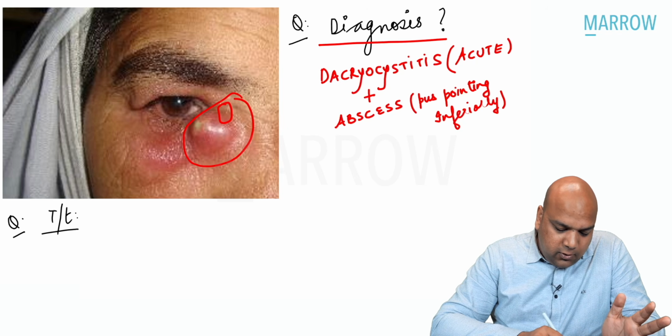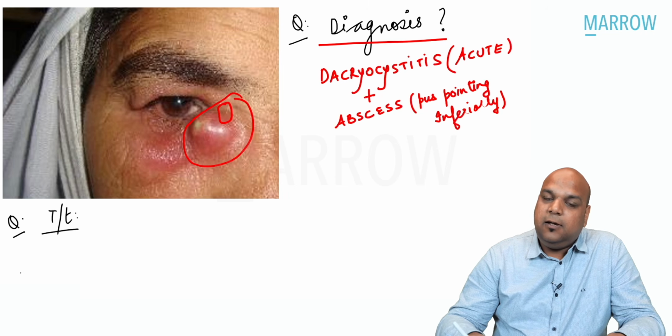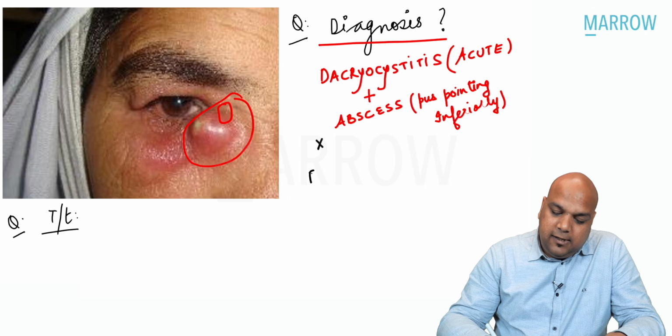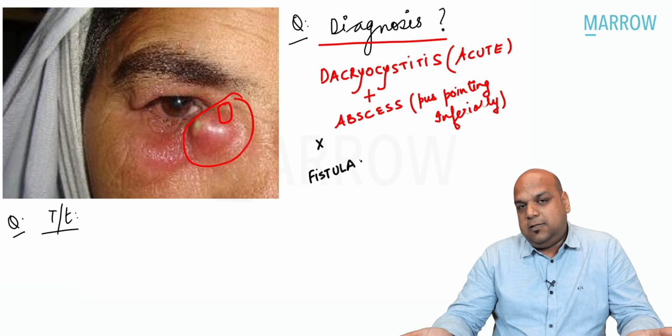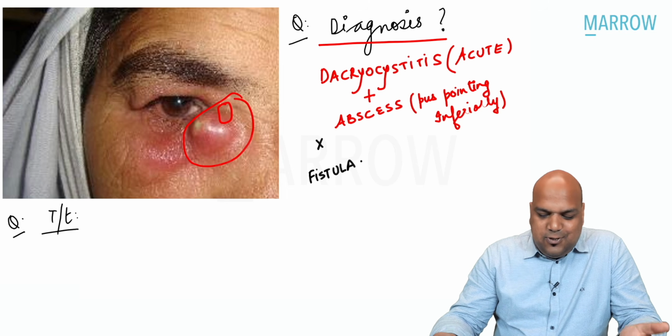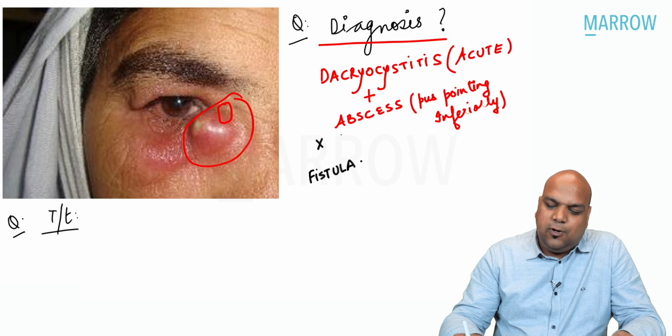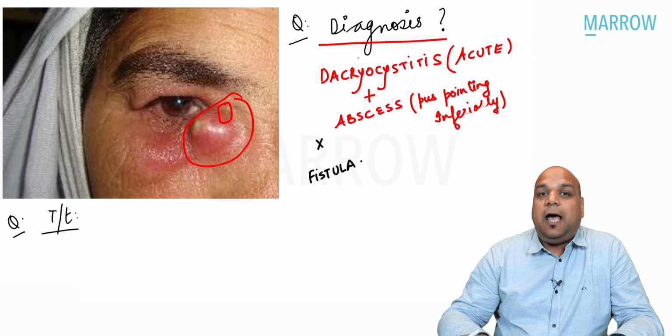If the abscess is not treated, what will it result in? If we don't treat it, it can result in a fistula. Fistula is dangerous. Yes, we don't want it. So now the question comes, how to treat this case of acute dacryocystitis with an abscess?